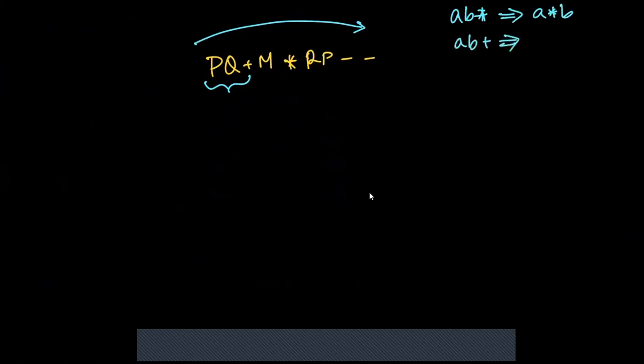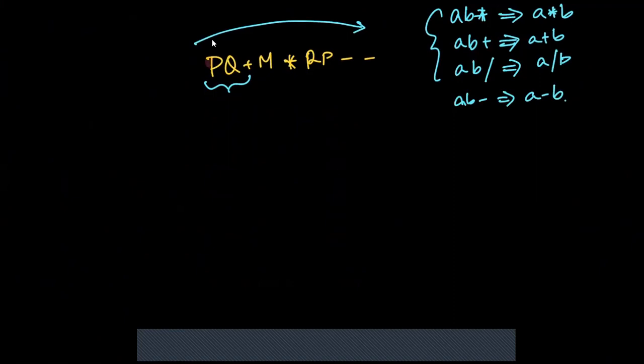AB plus in the RPN form means A plus B in infix. AB slash means A divided by B in the RPN form. Okay, so these are the rules. Same goes for subtraction, it's A minus B. So PQ plus in this case means P plus Q.